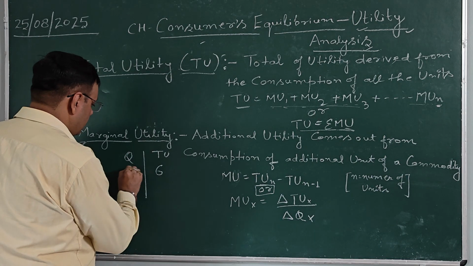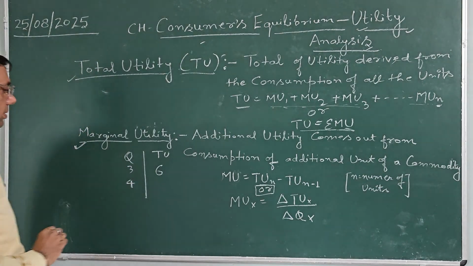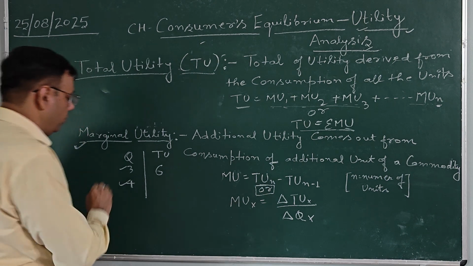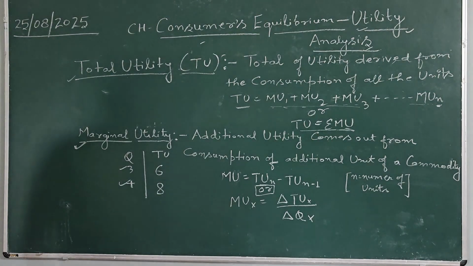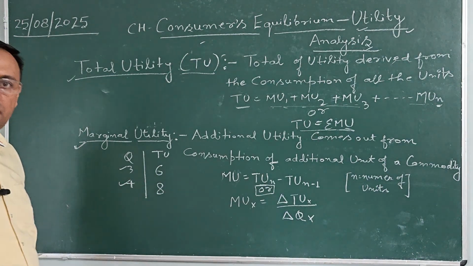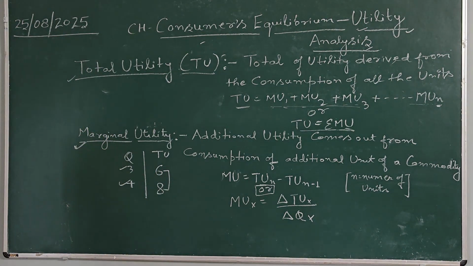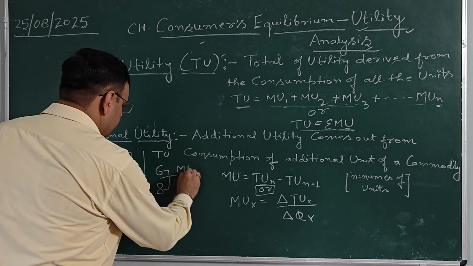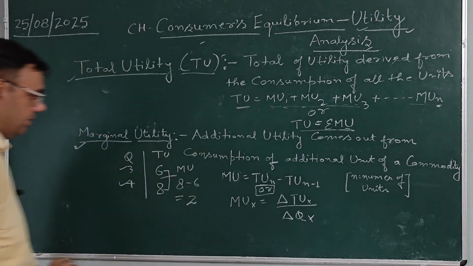Units is Q. In the third unit we consume 6 units of utility, and in the fourth unit we consume 8. So total utility is 8 and 6, and here marginal utility is 8 minus 6, that is 2 units.